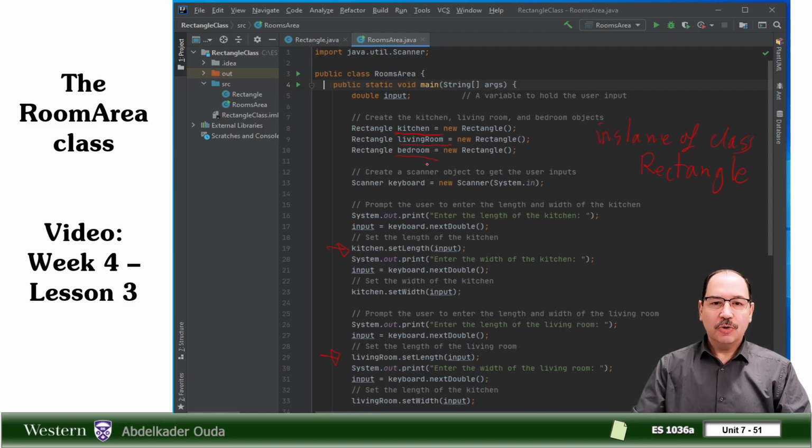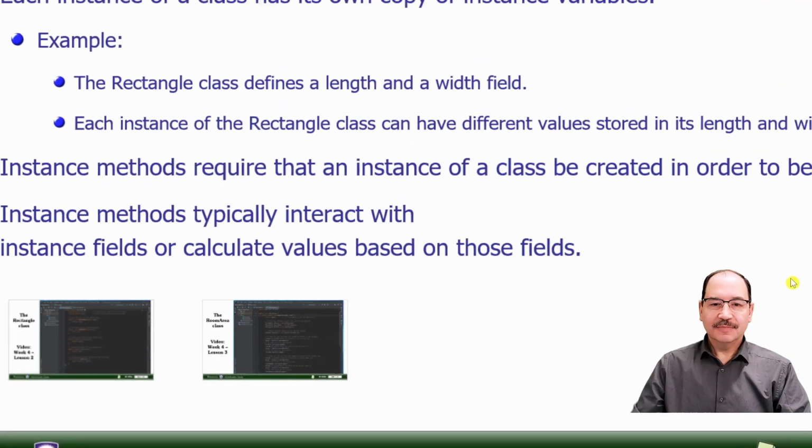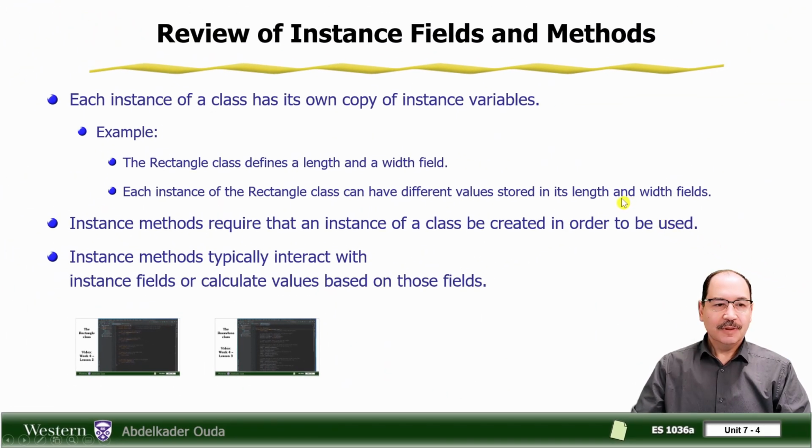And in order to call an instance method, again, we need to have an object or an instance of the class in order to be able to call the method. And this is the way we call it: we write the object name, or the instance of the class, dot, and then the method name. Instance methods typically interact with instance fields or calculate values based on those fields, like the method we defined for getArea.